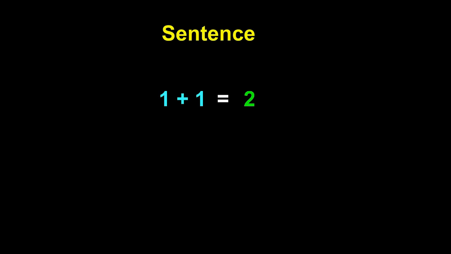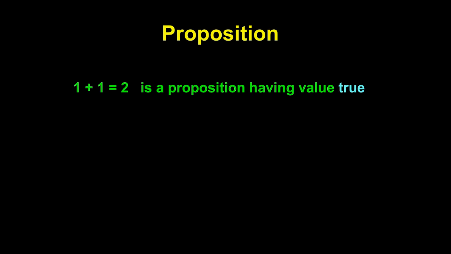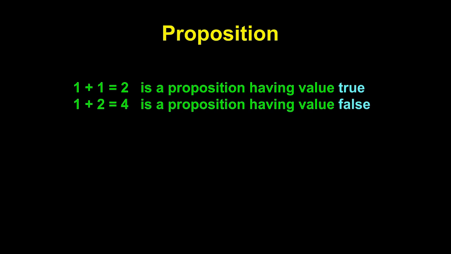2. 1 plus 1 equal 2 is a sentence, a declarative sentence that can be evaluated either true or false, but not both. It is called a proposition. The sentence 1 plus 1 equal 2 is an example of a proposition and has the value true. The sentence 1 plus 2 equal 4 is also a proposition and has the value false.